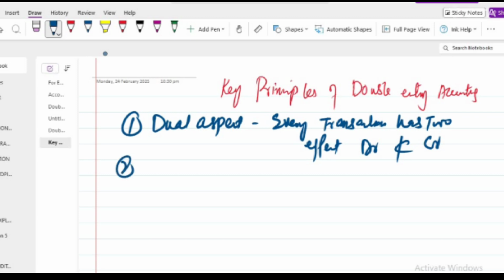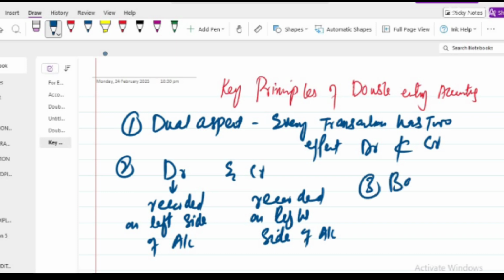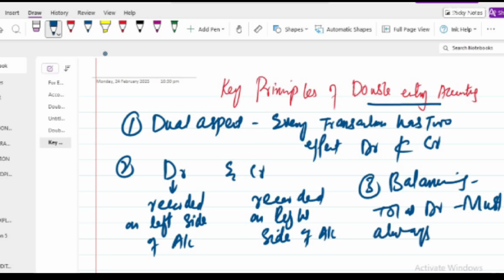The second thing is debit and credit. Debit is recorded on the left side of the account, while credit is recorded on the right side of the account. Clear? The third thing that you have to remember is balancing. This is the key principle of double entry accounting. By balancing we mean that the total debit must always equal the total credit. Clear? Now let's move on.